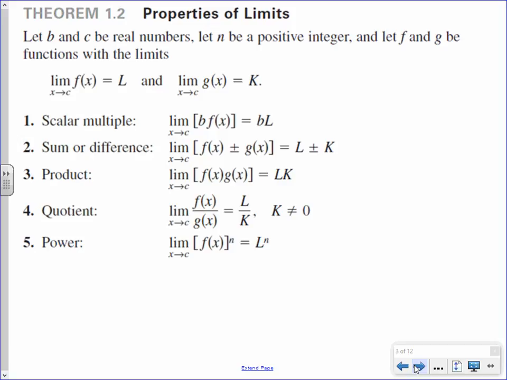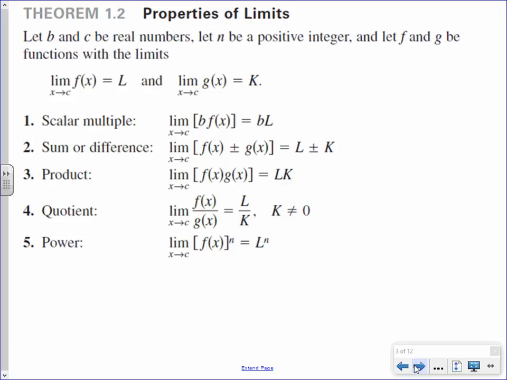Basically, what's happening is, if we have the limit as x approaches c of f of x is L, and the limit as x approaches c of g of x is k, so we have two different limits. If we have a scalar multiple in our limit, then the limit gets multiplied by that scalar multiple. If we are adding or subtracting two functions inside of a limit, then we can evaluate their limits and add them together.